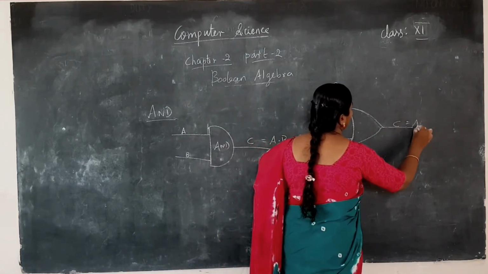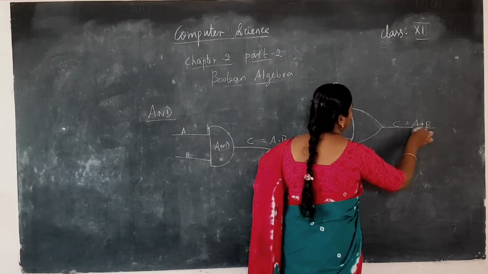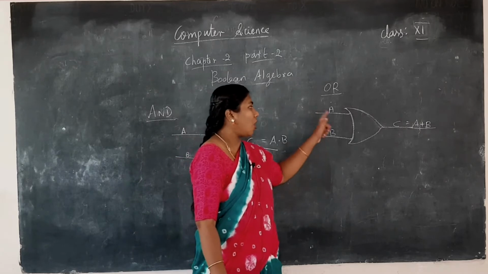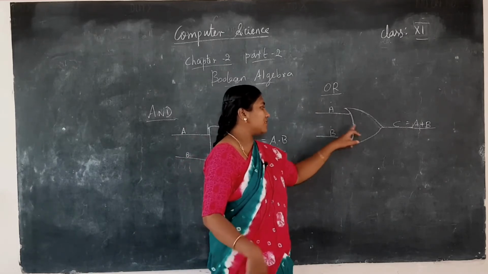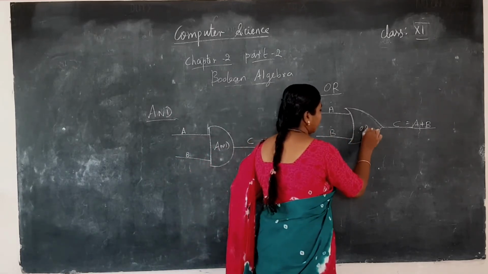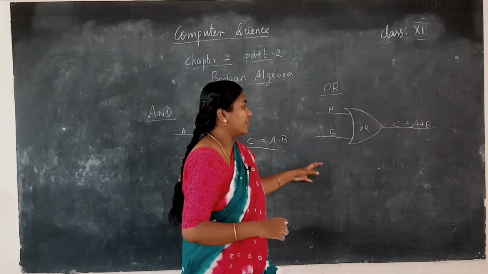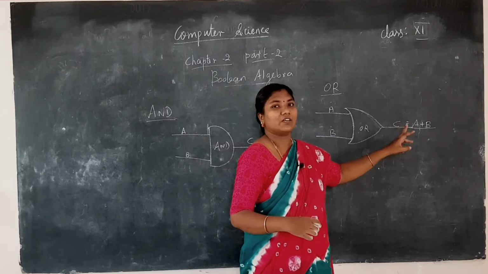So how is it performed? C is equal to A plus B. So this is the symbol for the OR gate, with inputs A and B. This is the OR gate symbol. It is in the bent shape, so it will give only one output, C is equal to A plus B.